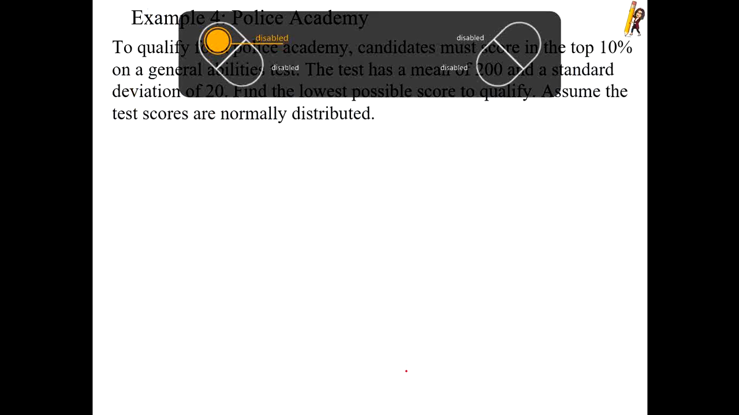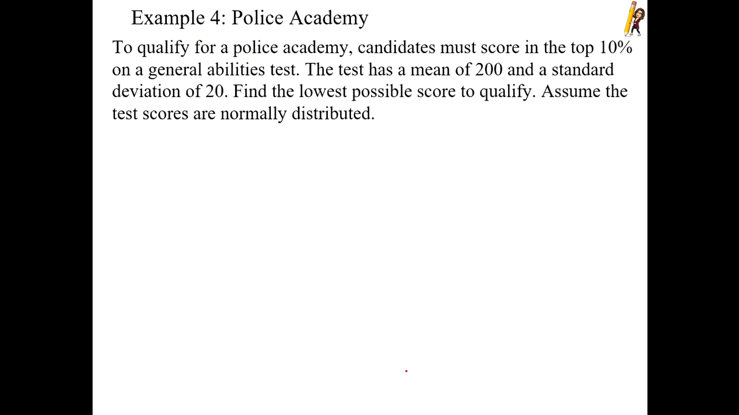And then the last one, example number 4 with the police academy. Okay, so one more example together that we're going to do. To qualify for a police academy, candidates must score in the top 10% on a general abilities test. The test has a mean of 200 and a standard deviation of 20. Find the lowest possible score to qualify. Assume the test scores are normally distributed.